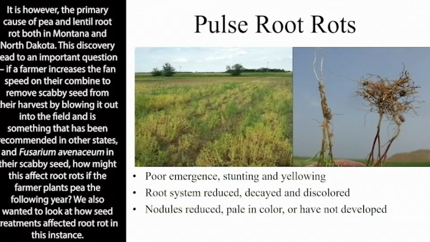This discovery led to an important question. If a farmer increases the fan speed on their combine to remove scabby seed from their harvest by blowing it out in the field, something that has been recommended in other states, and Fusarium avenaceum is in their scabby seed, how might this affect root rots if the farmer plants pea the following year? We also wanted to look at how seed treatments affected root rot in this instance.